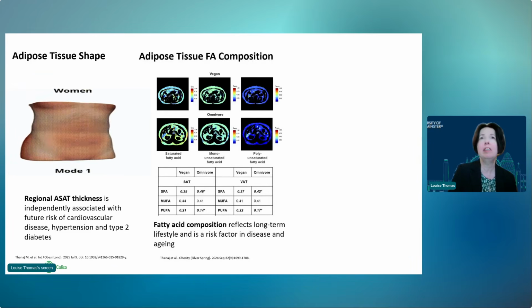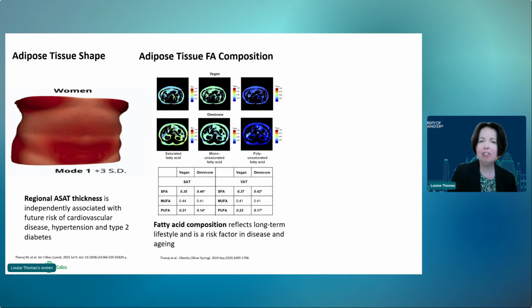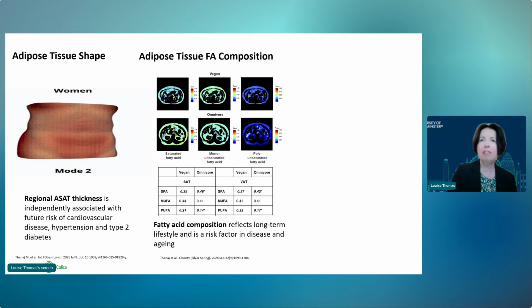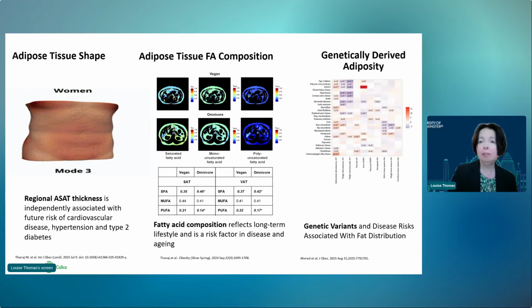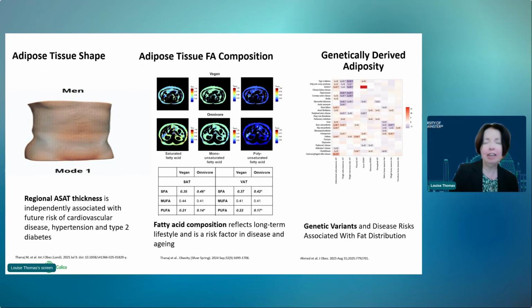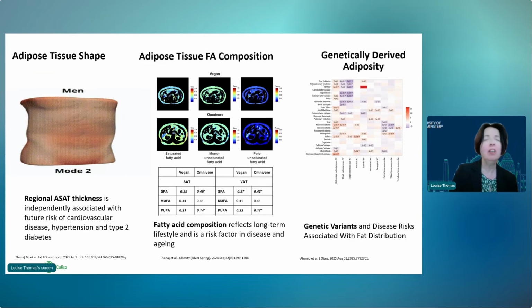We can look at the composition of the adipose tissue. Now, this is a reflection of long-term lifestyle and diet, and is an important marker for disease and aging. We can also look at genetically derived adiposity and see how that relates to disease. And this has been led by our colleague Hanya Yagatu, who's currently at Southampton. So we can get a lot more added value from fat than simple volumetric measurements.